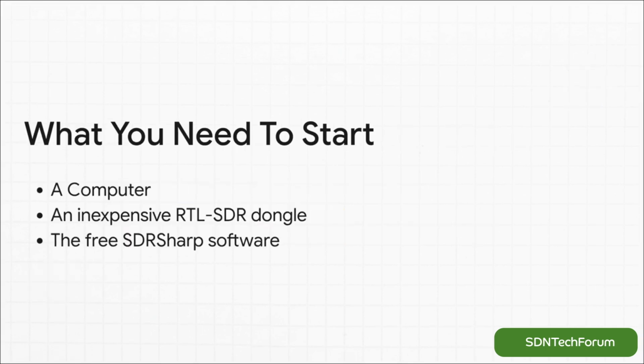And you know what's really wild? How easy it is to get started. You've already got the first thing, a computer. All you need to add is a cheap little USB dongle. It's often called an RTL-SDR, which costs less than a pizza. And then the SDR Sharp software itself. That's it. The barrier to entry for this incredible hobby is practically zero.